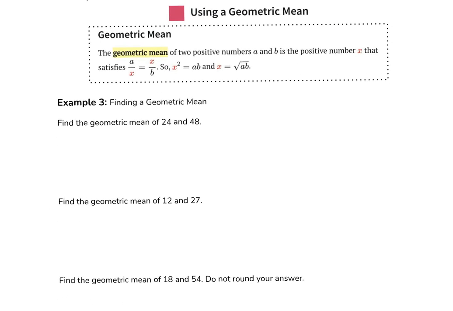as long as I have 2 positive numbers, the proportion is going to look like this: 24 goes to x as x goes to 48. And we're going to do the same thing that we've been doing for the last week or so. We're going to cross multiply and solve. So if I take 24 times 48, what do I get? 1,152. Okay.